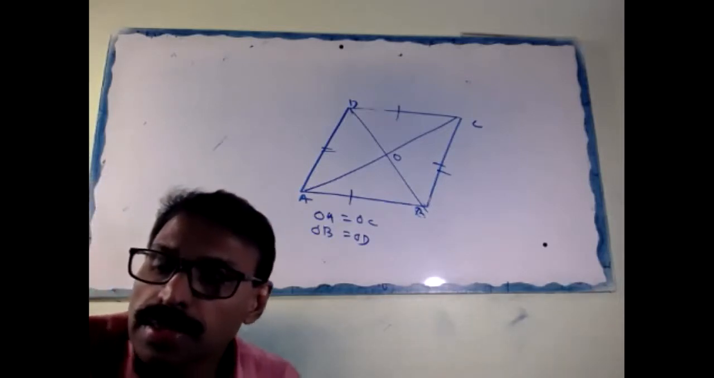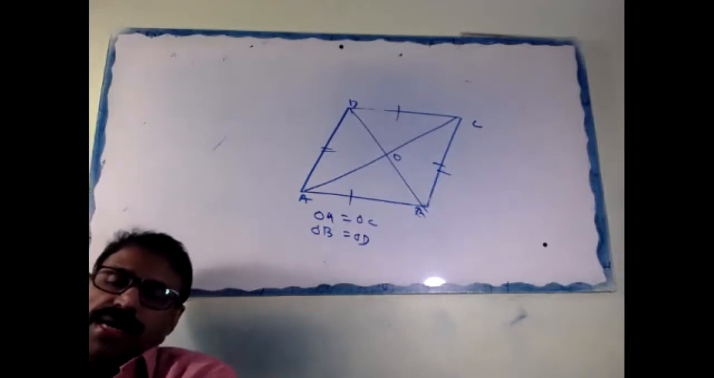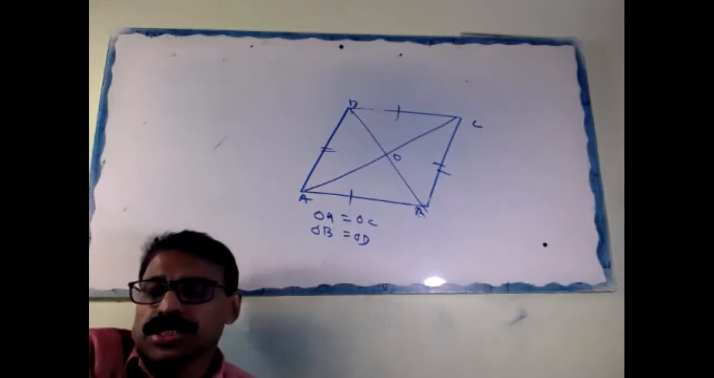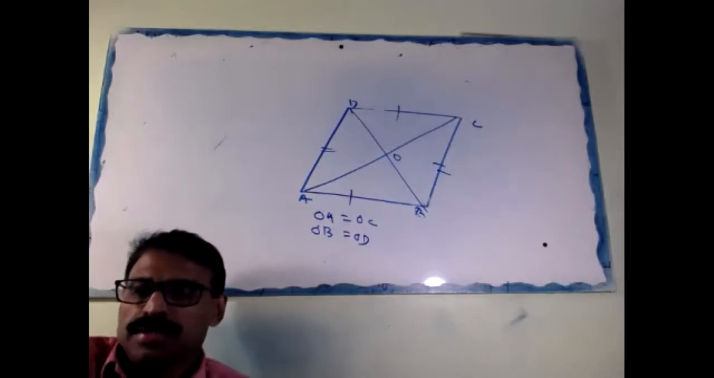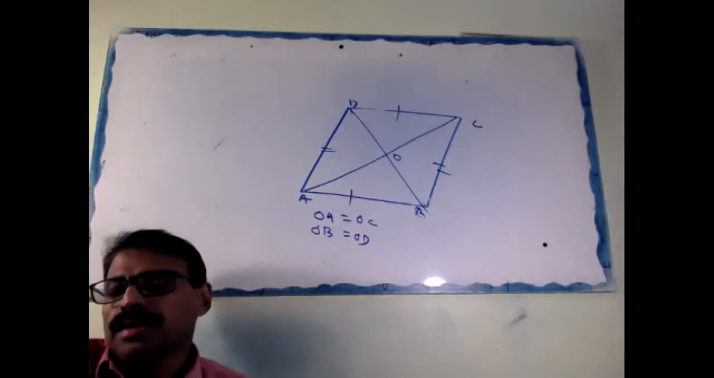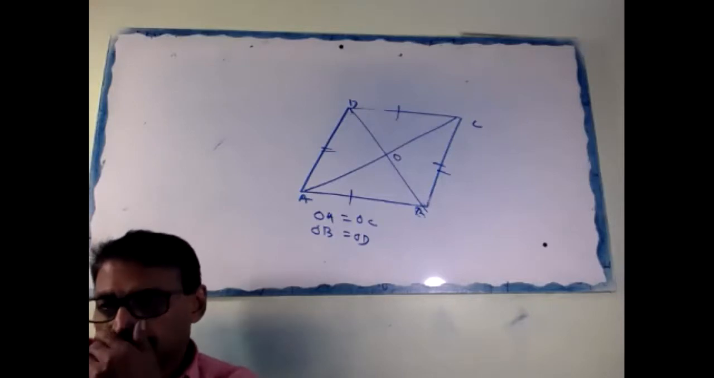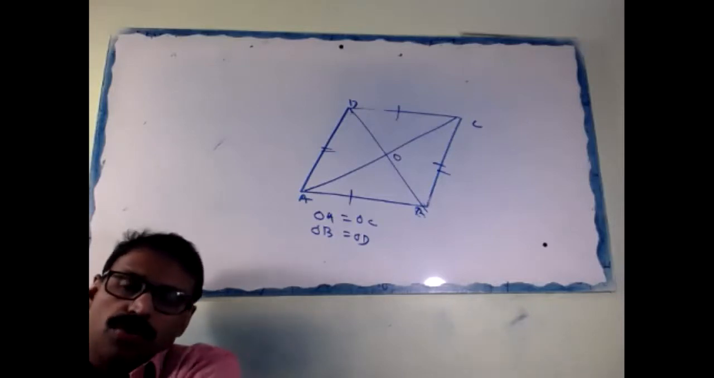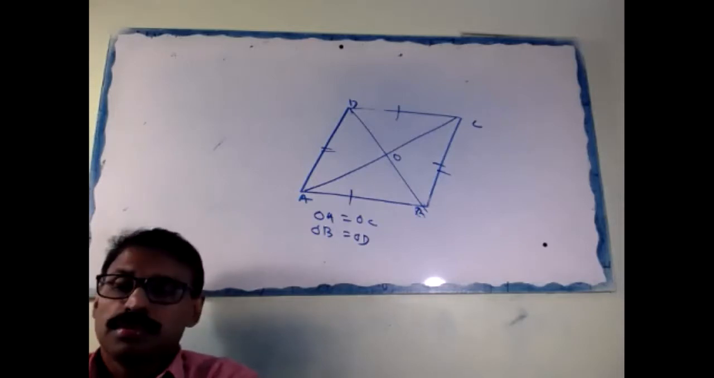Diagonals are not equal, Mridula. Diagonals are equal in a square and rectangle only. We'll learn that later, okay? If you want, you can write that one. Okay, now listen. Have you finished all?